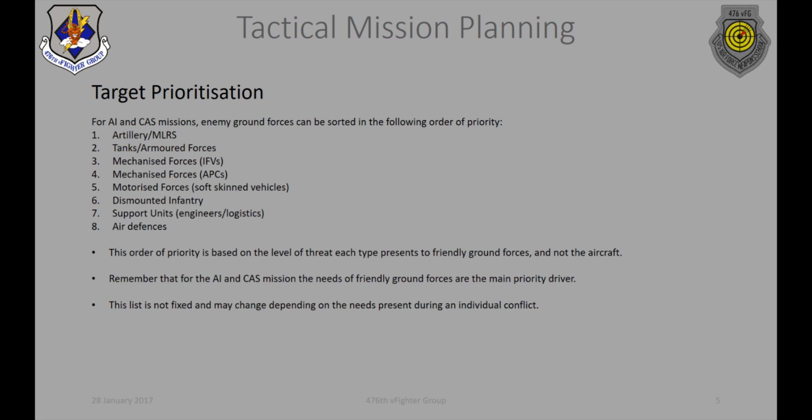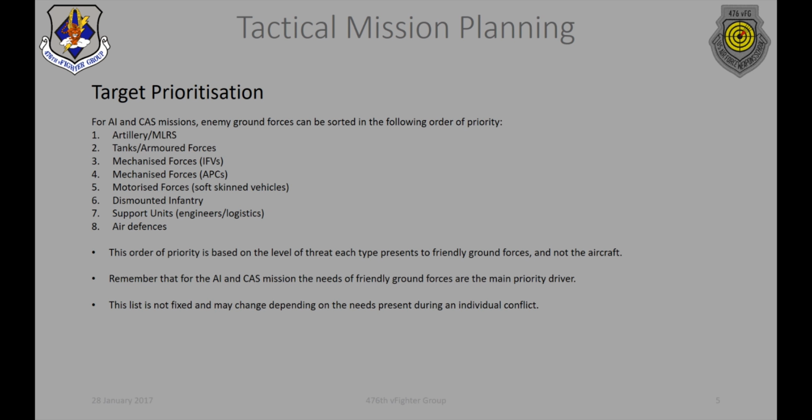So from top to bottom, generally speaking, your most vital targets are your artillery and MLRS units. They're the things that are going to present the most threat to friendly ground forces, and that's what it's all about. Again, just to drive home that point: it's not about what is most dangerous to you in your A-10. It's about what is most dangerous to the guys on the ground that you're there to support.